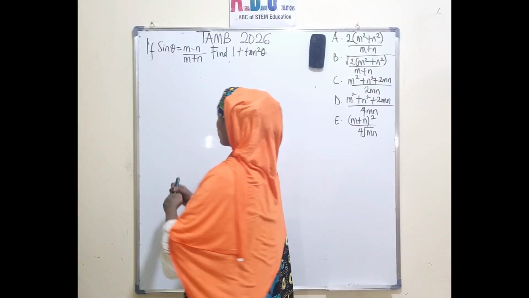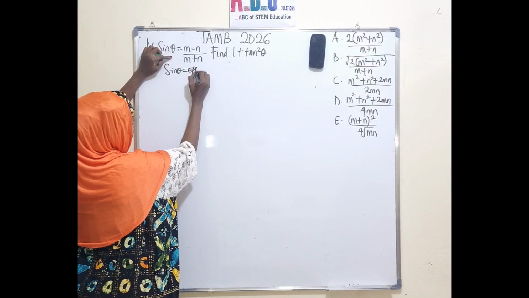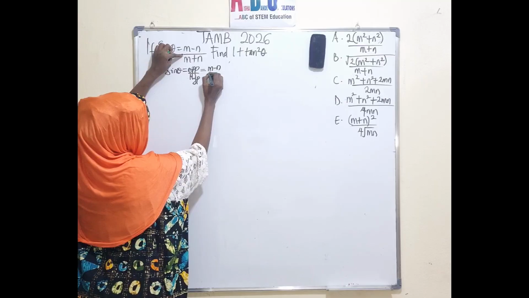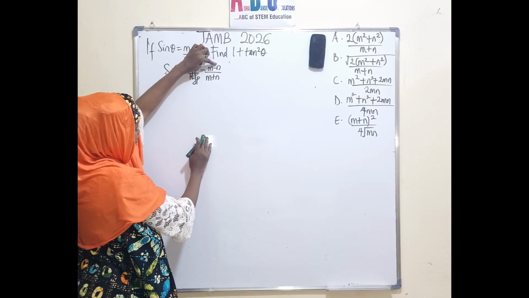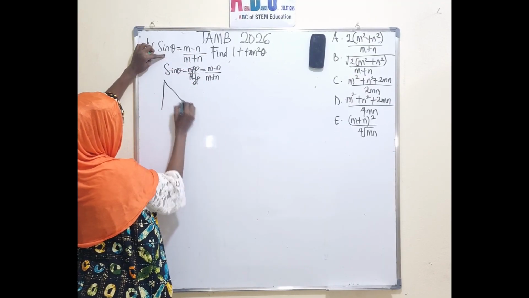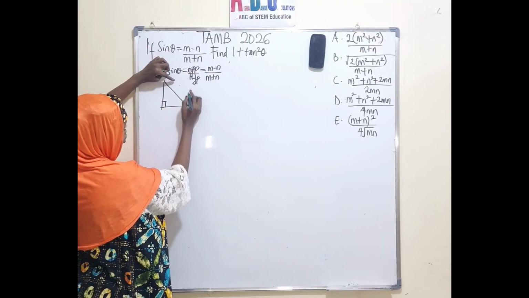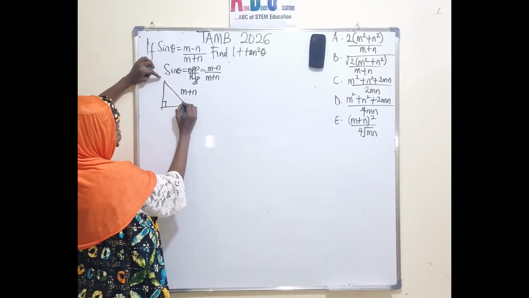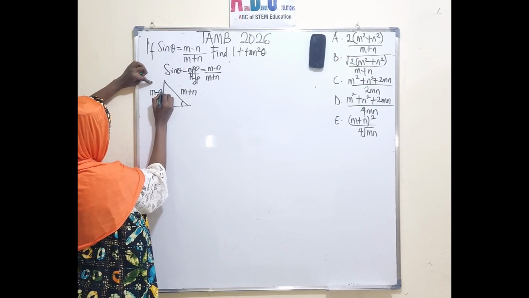Let's get started. So this is sine theta, and we know that sine theta has a formula of what? Opposite over hypotenuse. So since sine theta is given as (m minus n) over (m plus n), that means the opposite side has the value of m minus n, while the hypotenuse has the value of m plus n. So in this case, we can draw a right angle triangle to substitute in these values, right? We know that the longest side in a triangle is called the hypotenuse. So the hypotenuse here is m plus n, right? And the opposite side is where you have the angle facing. The opposite side in this case is m minus n, right?